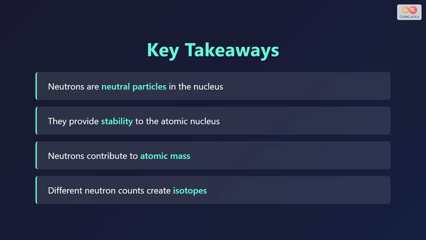Let's review the key points. Neutrons are neutral particles found in the nucleus of atoms. They provide stability to the atomic nucleus by reducing proton repulsion. Neutrons contribute significantly to atomic mass. And finally, different neutron counts in the same element create isotopes with varying properties. Understanding neutrons is fundamental to grasping atomic structure and the behavior of elements.